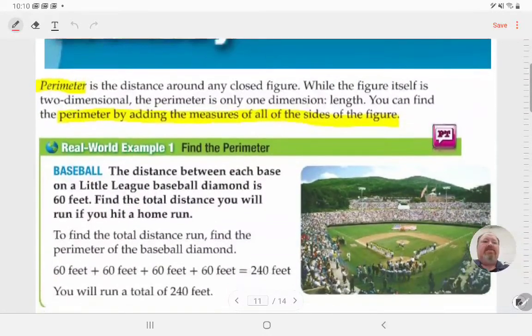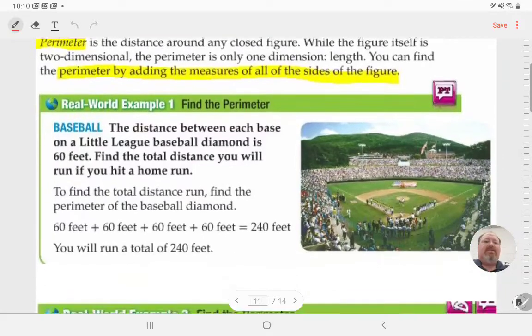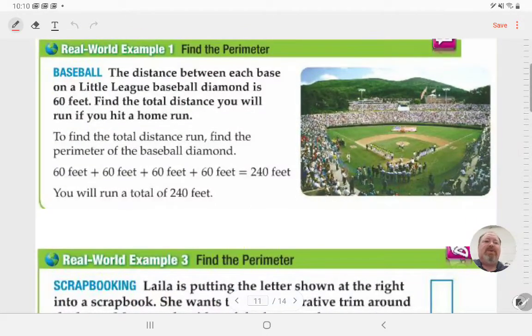All right, so looking at geometry, we're looking at perimeter. You all should remember perimeter. That's the distance around a closed figure. It's only length, and you find the perimeter by adding the measures of all the sides of the figure. So this first problem says the distance between each base on a Little League baseball diamond is 60 feet. Find the total distance you will run if you hit a home run.